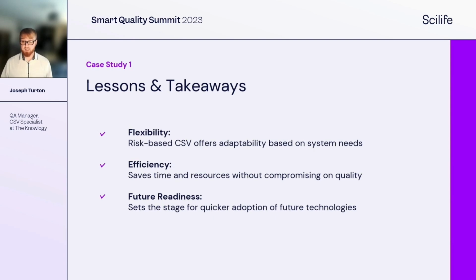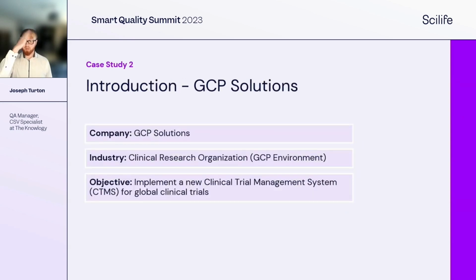And as an added advantage, this approach positions companies like GLP Corp to swiftly and safely adopt future technologies, ensuring that they remain at the forefront of innovation. So we'll now explore another application of risk-based approaches, but this time in a GCP environment.